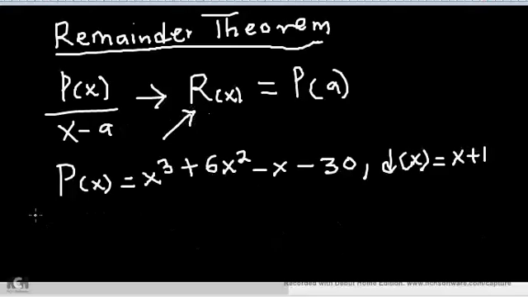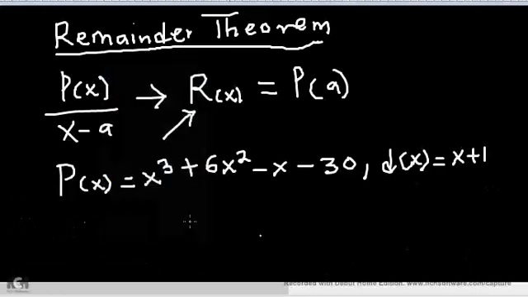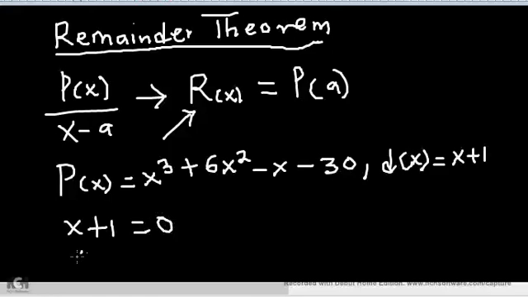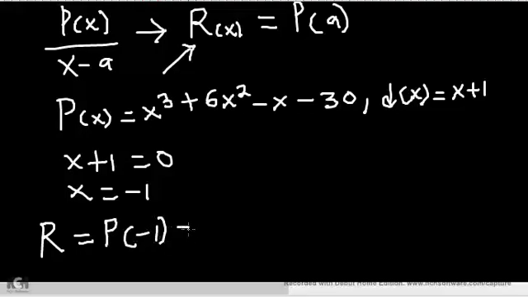If I want to get this remainder directly without going through the division, then all I need to do is find f of a. How do I even find what a is? Let me give you a very simple approach. If you want to find what to replace a with, just equate x plus 1 to 0, so that x is equal to minus 1. Once you have x equal to minus 1, you can get your remainder. Your remainder is simply going to be p of minus 1. That's all.